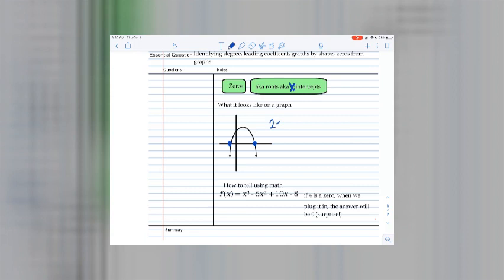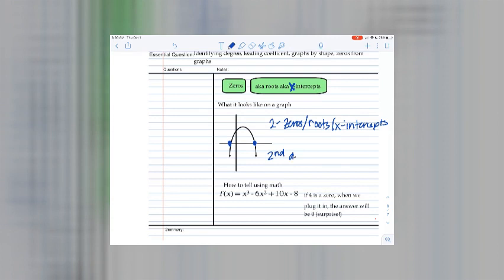Okay, so this has 2 zeros. Or you could call them roots. Or you could call them x-intercepts. Okay, so there are 2 on this one, and hopefully by the end of this lesson you'll be able to tell me that this is a 2nd degree polynomial. We call that a quadratic, and it has a negative leading coefficient.